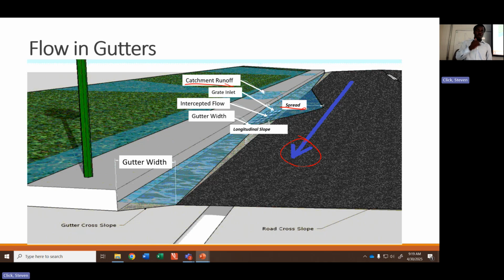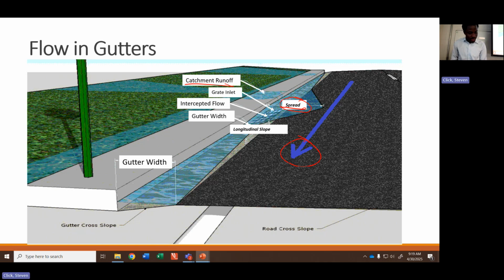The spread is a measure of how far the water enters the travelway during rainfall. That's one of the most important things we look at when we are designing for flows in gutters. We want to limit the spread as much as possible by designing the gutter in ways that limit it, so that travelers can use the roadways without interacting with the water from the rainfall.